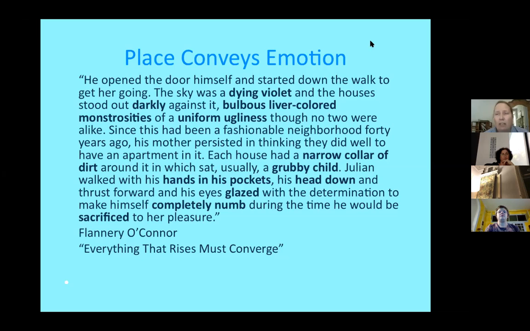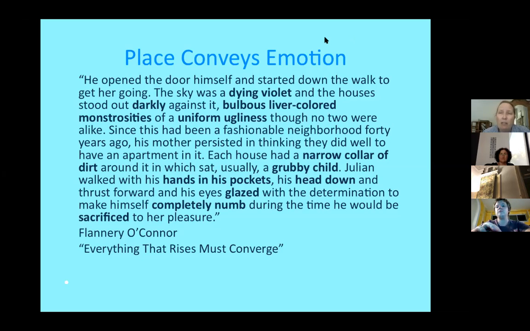Okay, so we already know this guy is not happy. But imagine if instead it said: he opened the door himself and started down the walk to get her going. It was almost night, and there was a stoplight in the middle of the street, and there was a cart going down the street, and it rattled. Lots of you and me have written passages like that, where you think, what does it look like? Let me quickly throw in these details of what a place looks like. But in actuality, that's the kind of information that your readers are going to skip over and think is boring.